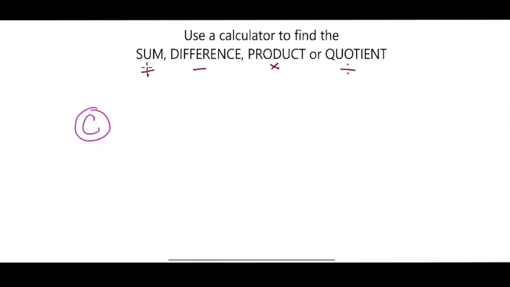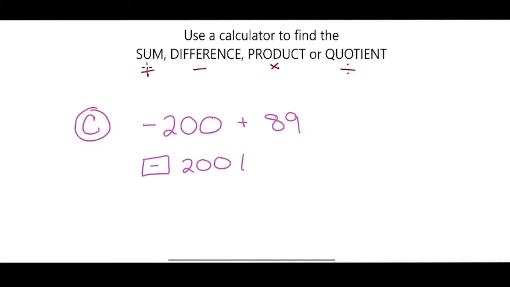Example C is negative 200 plus 89. So the way we'll plug this into the calculator is we'll hit the minus sign, plug in 200, hit plus, then punch in 89 and hit the equal sign. And that equals negative 111.